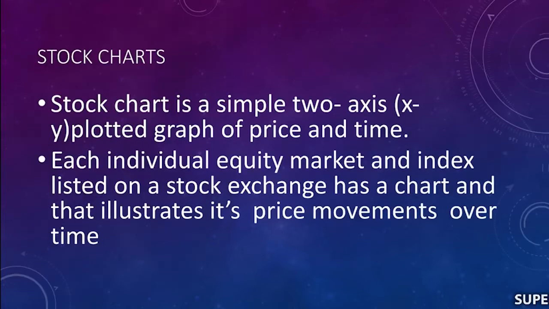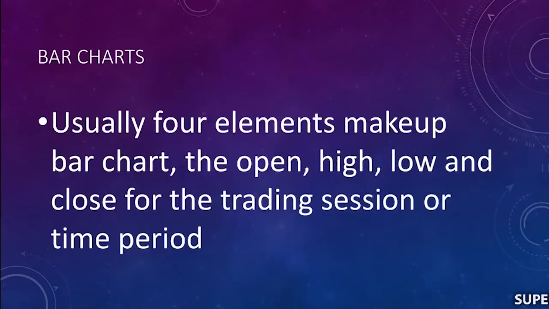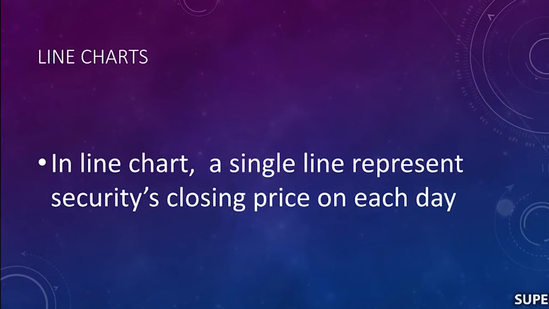Okay, so a stock chart is a simple two-axis plotted graph of price and time. Each individual equity market and index listed on a stock exchange has a chart that illustrates its price movements over time. There are different types of charts used for technical analysis, and the first one is the line chart. In a line chart, a single line represents the security's closing price of each day.